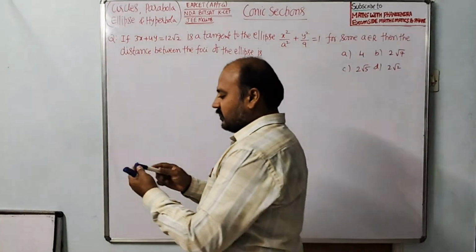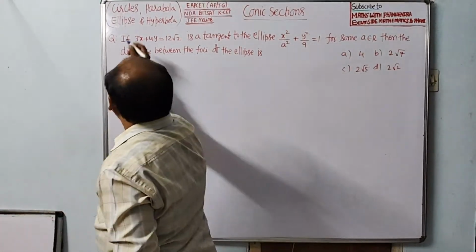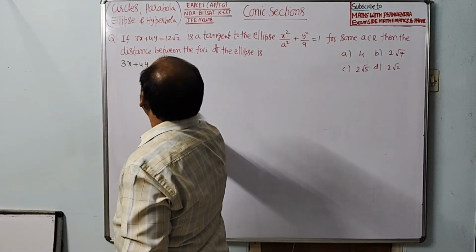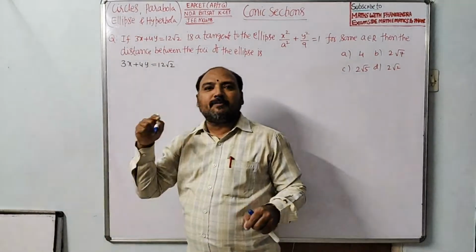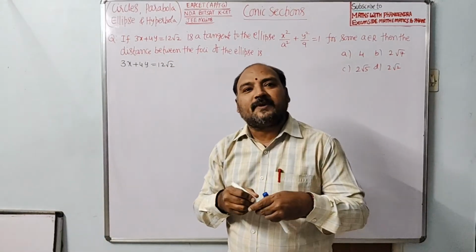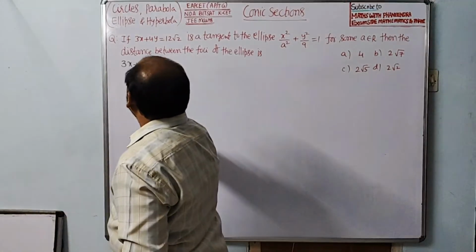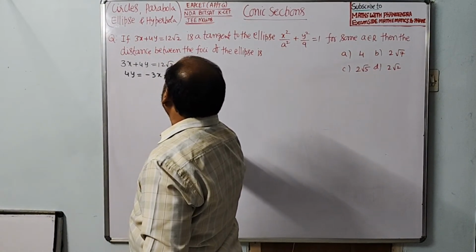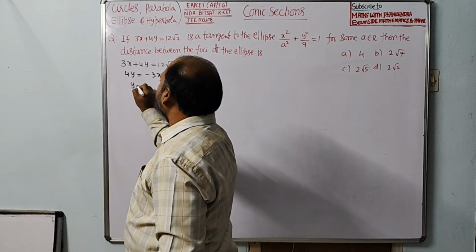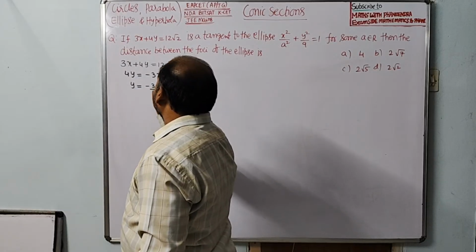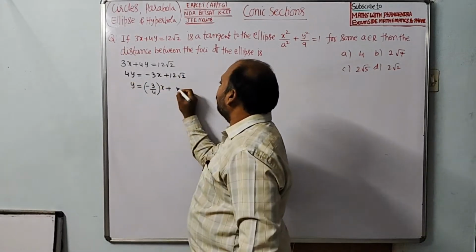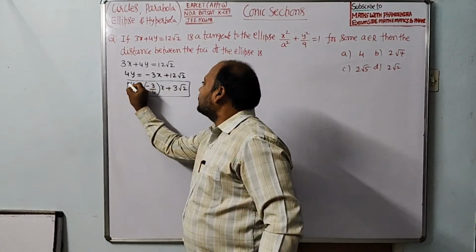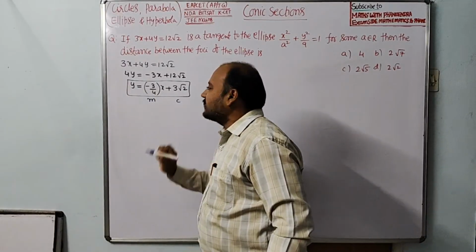See here, first the given line 3x plus 4y is equal to 12 root 2. Make this equation into the form y is equal to mx plus c. So 4y is equal to minus 3x plus 12 root 2. Dividing by 4, it will be minus 3 by 4 into x plus 3 root 2. Is it right? So y is equal to mx plus c. Here this is called m, this is called c.